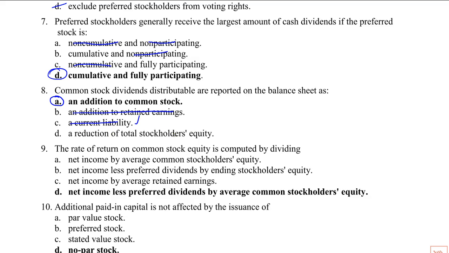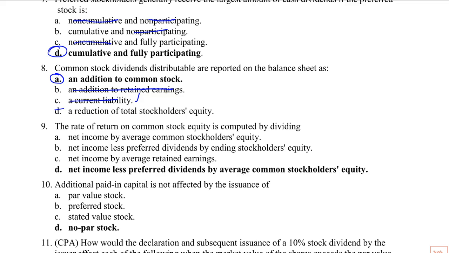A reduction of total stockholders' equity, kind of tricky. We do end up debiting it to net it out, but it is a credit balance. So it's an addition. The best answer is it's an addition to common stock. If you had an answer that was an increase to total stockholders' equity, that would also be correct. The addition to retained earnings, well, common stock dividends reduce retained earnings, and the common stock dividend distributable is ultimately transferred over to the par value account, which is an addition to common stock. So that's where it's classified. All right.